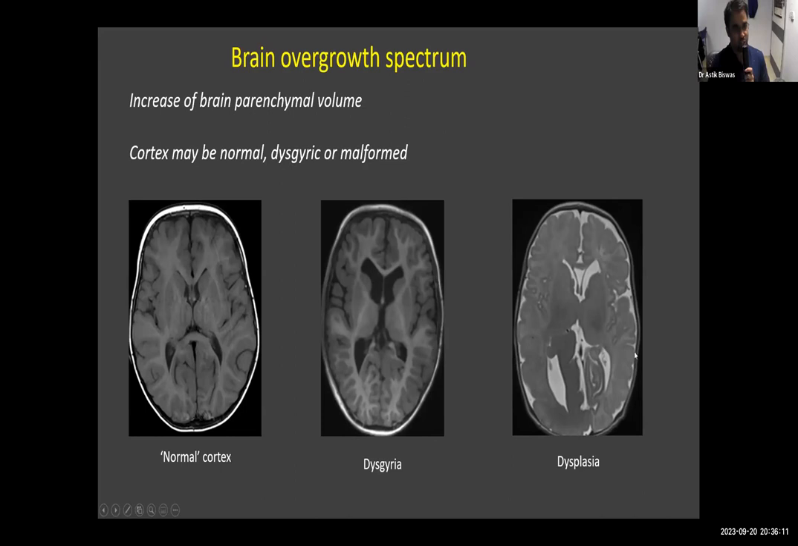There is a generalized overgrowth, but there is frank dysplasia here involving the posterior quadrant. So there are various pathways. The most important is the PI3K-AKT-mTOR pathway, and tuberous sclerosis is part of that. Other important pathways are the GATOR pathway, the RAS-MAPK pathway, of which NF1 is a part, and of course the sonic hedgehog pathway.